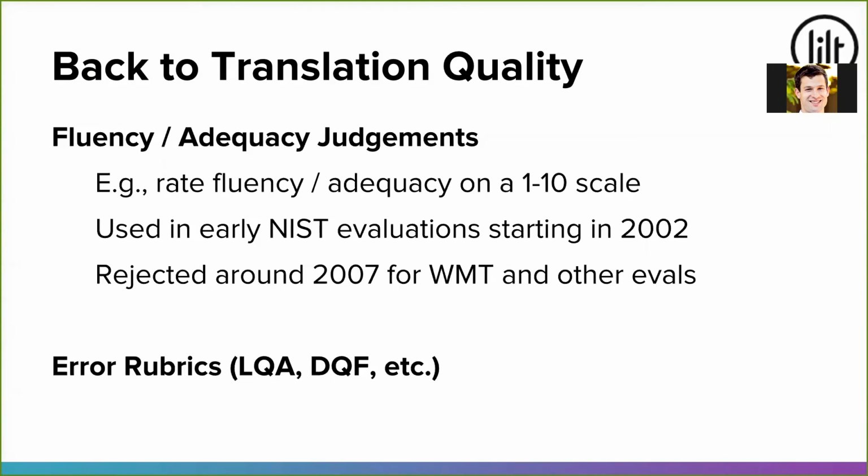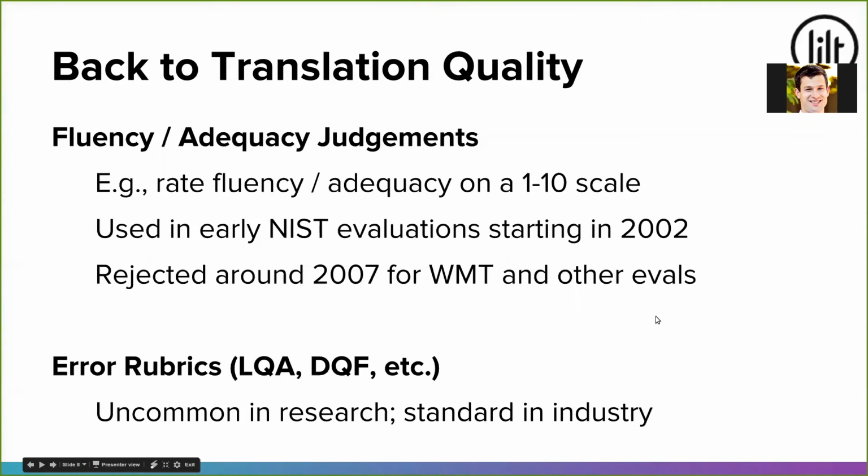Okay, so another common approach to translation quality evaluation in industry, that's not very common in research due to this rater agreement issue, is using error rubrics. You see error rubrics in LQA and DQF and some of the other common evaluation methodologies in industry. These are really uncommon in machine translation research, and the reason is that counting errors ends up with very low annotator agreement across a broad class of raters.